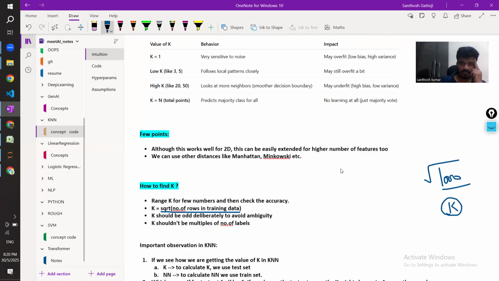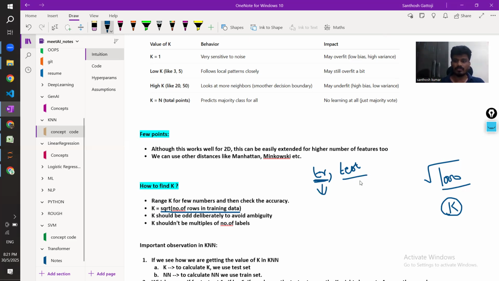You divide it into training data and test data. We take this training data, but we cannot train anything, because there is no training here. Keep it aside. Now you take the test data.